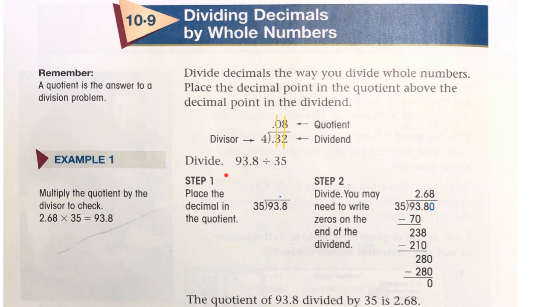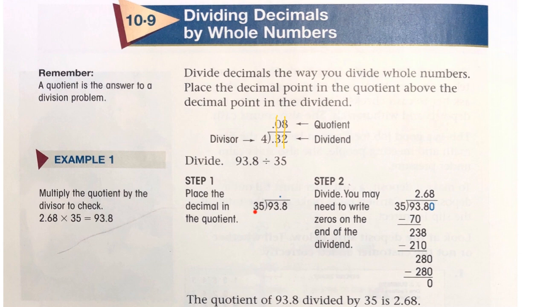For example, divide 93 and 8/10 by 35. Step 1, place the decimal in the quotient. So they moved the math problem into a division box. The number that's written first when it's side by side goes in the box. The second number is doing the dividing. So 93 and 8/10 divided by 35.